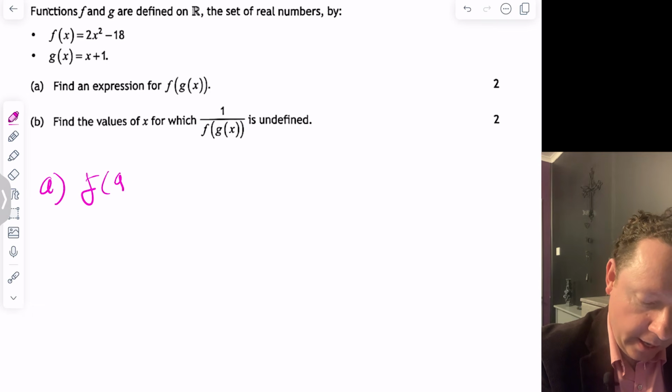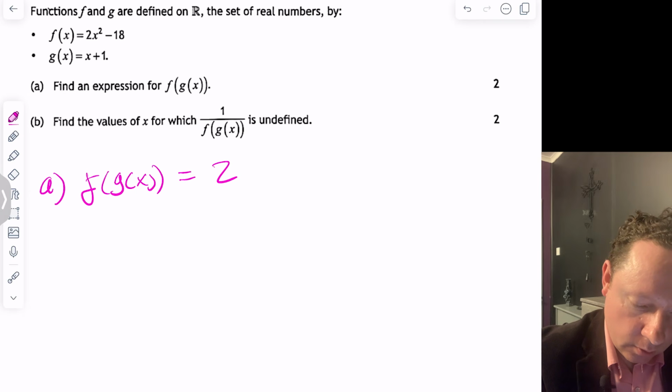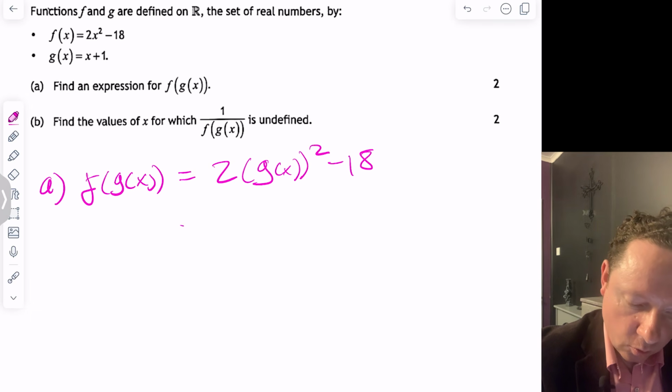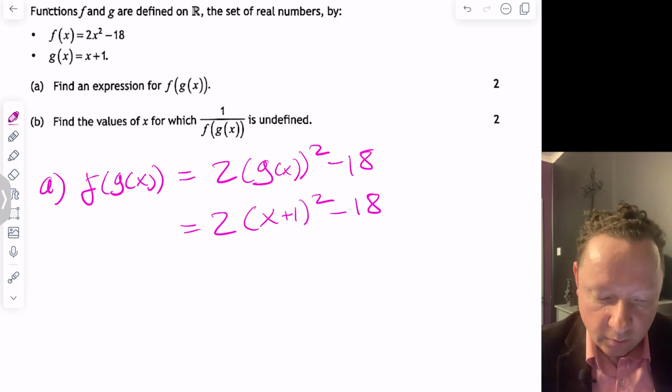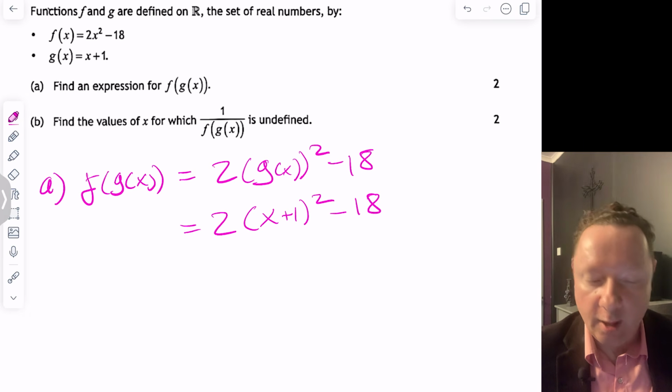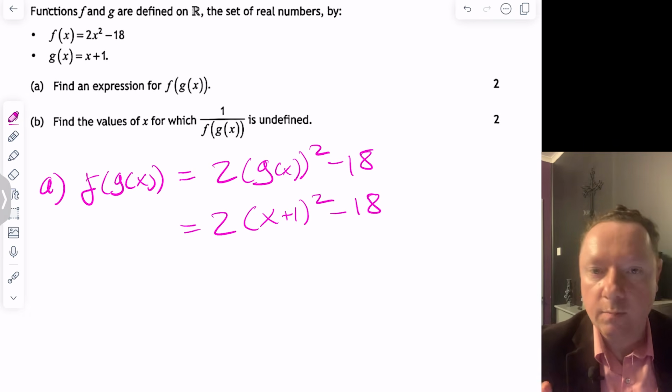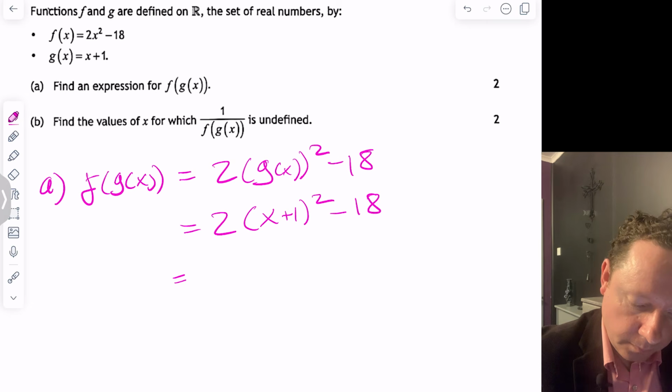F of g of x, you usually get a mark for substitution. So it's 2 g of x squared minus 18, just to show that. G of x is x plus 1. So you can just go straight to this step if you want, minus 18. Now I think you'll get all the marks for that. You don't need to do anything else. And the way I've solved this, it's handy to have it like that. But in case anyone did multiply it out, I'll multiply it out.